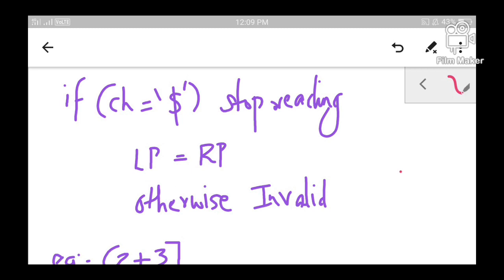If you are reading an operator or an operand, then you have to do nothing, just go for the next situation and just read the next character. If you are reading a right parenthesis, then check whether it has a matching left parenthesis. And how can you do this checking?